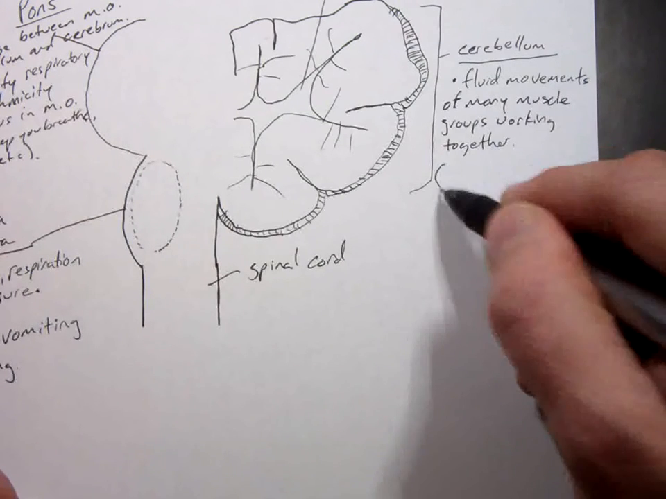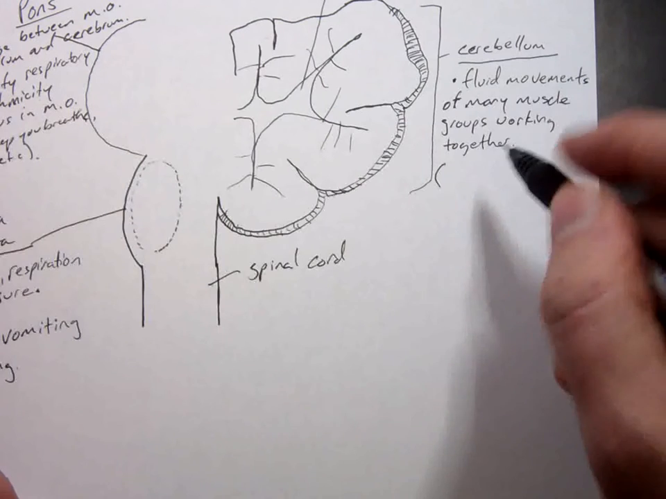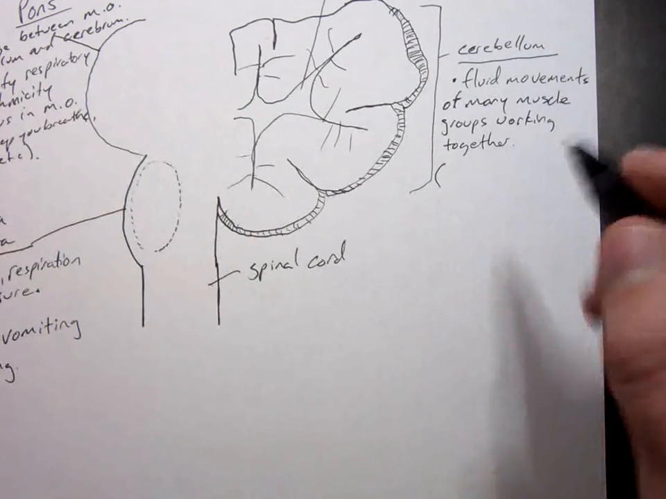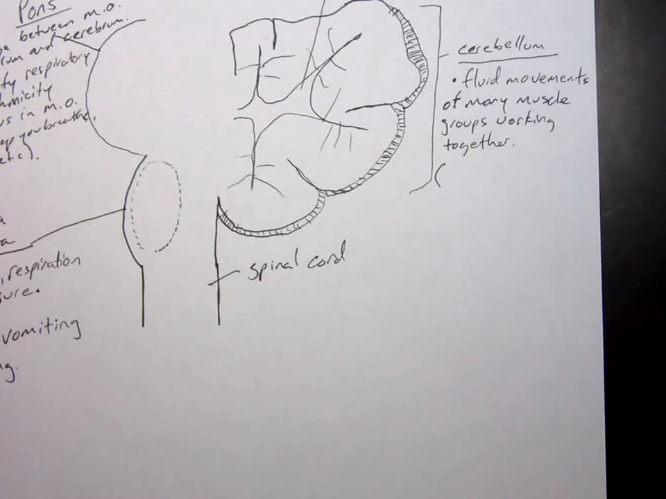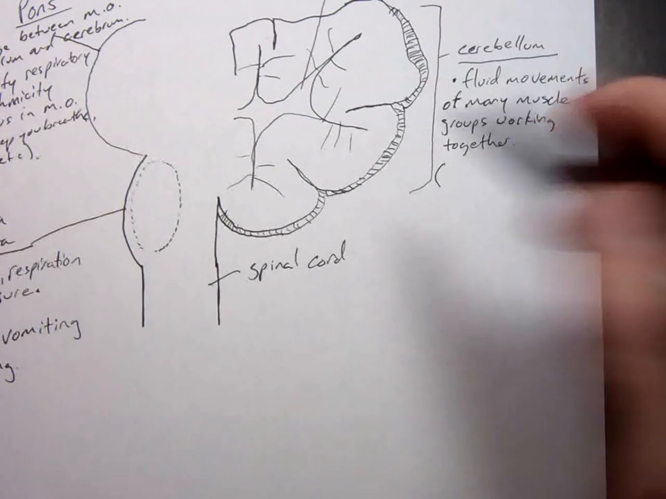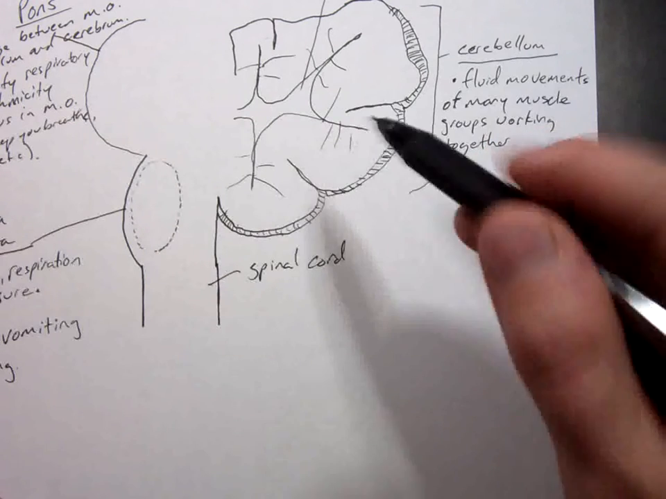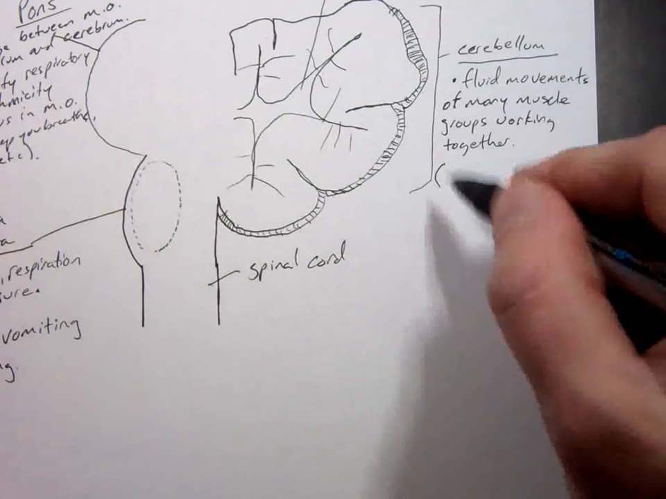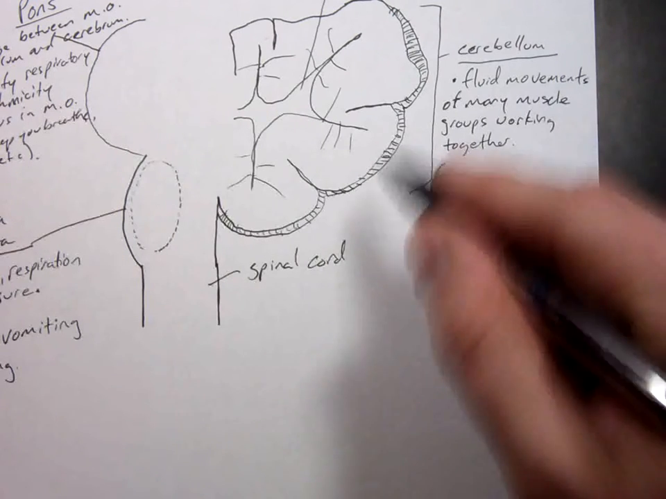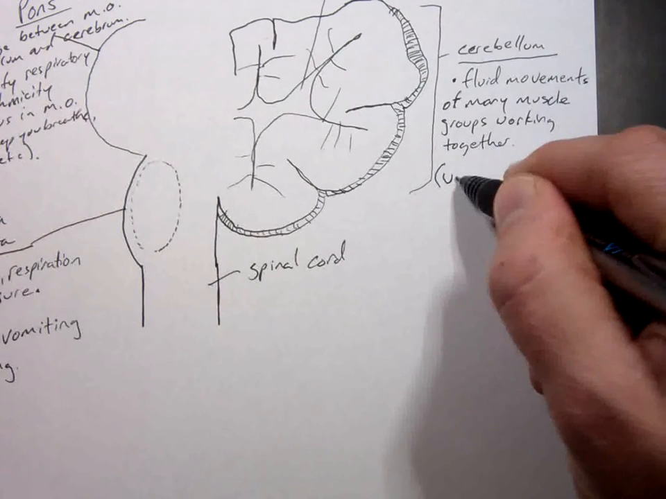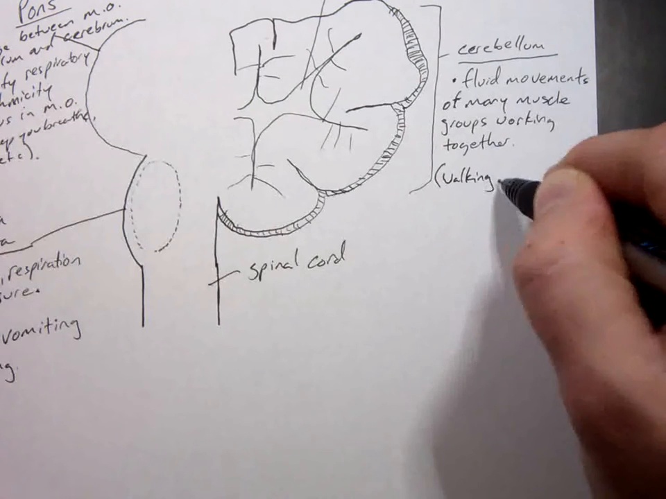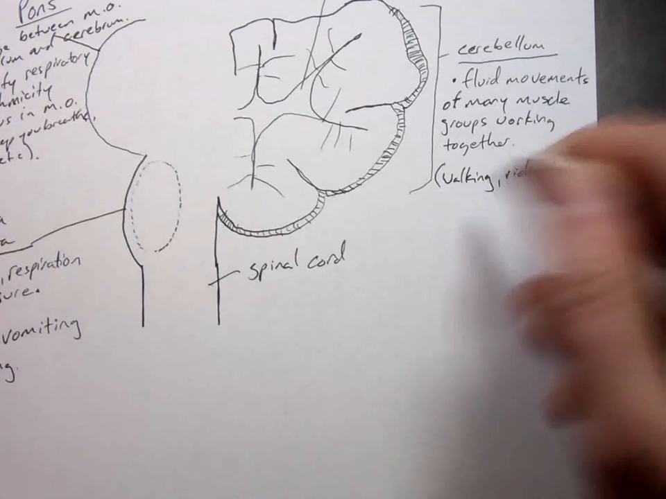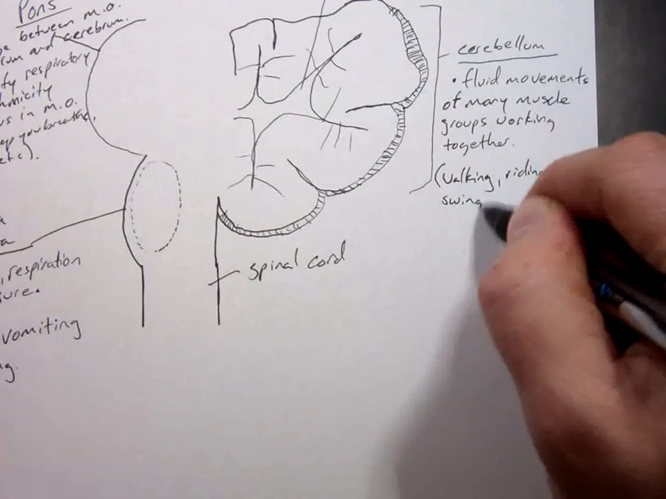Fluid movements in this case means learned behaviors that take a little while, okay? You know how they say things are kind of like riding a bike, you never forget? That's because of this guy. If you'd never ridden a bike in 20 years and got back on a bike, you could ride it because your cerebellum would remember how to coordinate all those things. So like walking, riding a bike, swinging a baseball bat, etc.